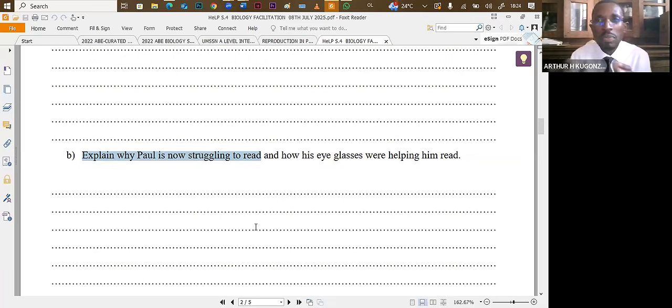Maybe the eyeball is big or the eyeball is small. Therefore, light rays cannot be focused on the retina. That's why Paul is now struggling to read. Then when you finish that, they're saying how his eyeglasses were helping him. Then you identify if he's suffering from short-sightedness, which glasses are good for short-sightedness? Then how do those lenses help a person who is short-sighted read?